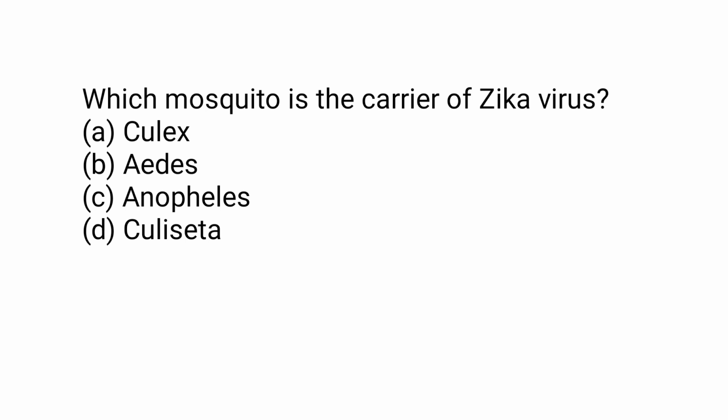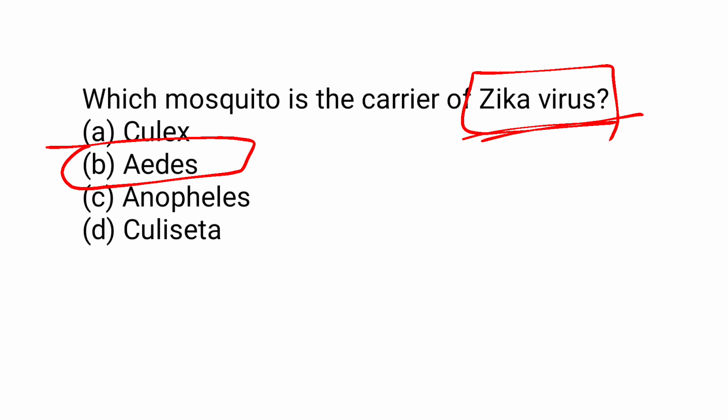Next, which mosquito is the carrier of Zika virus? Zika virus was in news, and this question can be asked repeatedly because there has been tremendous death due to Zika virus. Now the question is, which is the mosquito that is called the carrier of Zika virus? First one Culex, second Aedes, third Anopheles, and fourth one Culicata. Here the answer is Aedes. Aedes is the mosquito that is the carrier of Zika virus.